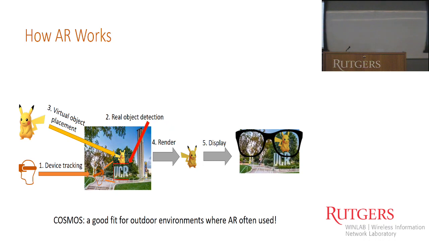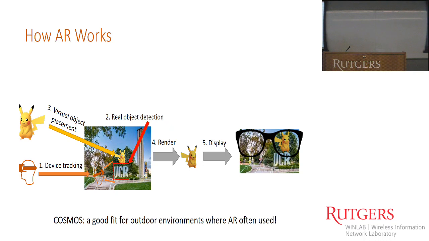But here's a rough picture. So maybe you have to track where the user is in the real world. Here we're on campus. You need to detect things that are in space, so you can place a virtual Pikachu on top. You do the placement correctly once you have done the object detection. And then there's the rendering component of rendering the Pikachu to have the right lighting or the right angle to fit in with your real world scene. And then finally you have to do the display in the headset.